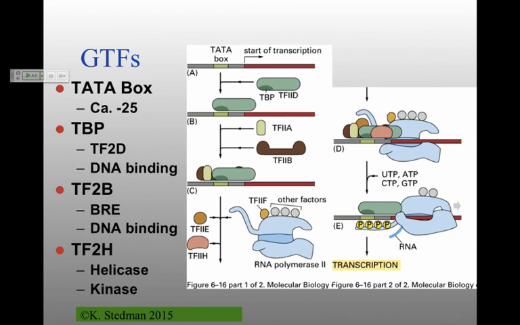Then you need to get the polymerase on here. And that process needs TF2F, E, and H. Most important of these is TF2H. Again, most of these are multi-protein complexes. TF2H is sort of the granddaddy of those, the one that has the most of those different subunits. It has two particularly important activities. One of those is a helicase activity, and that helicase activity pulls the two strands apart so that you can get transcriptional initiation to take place.